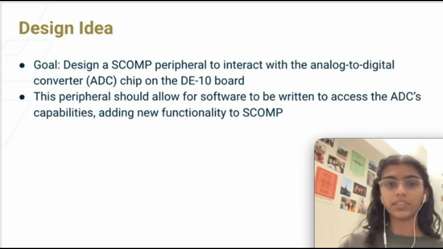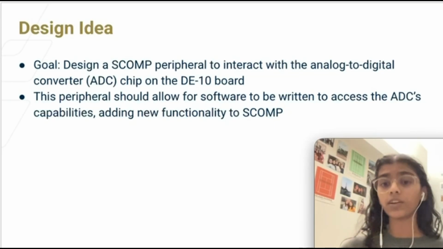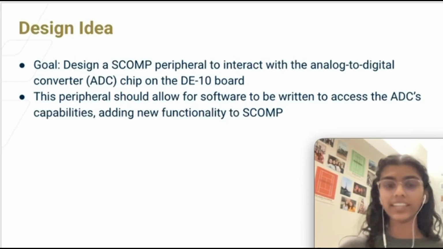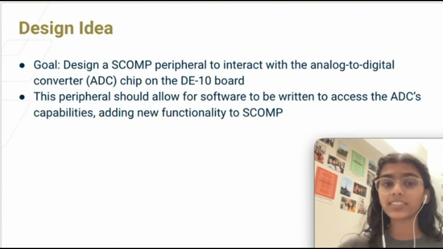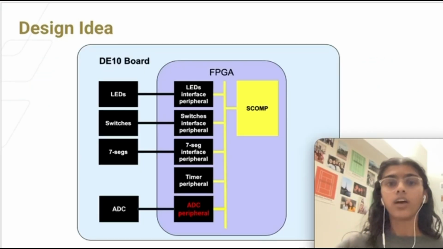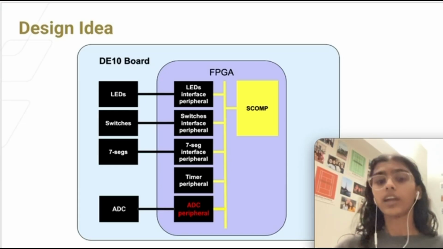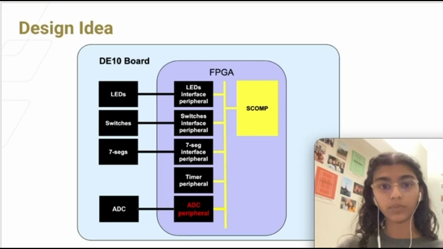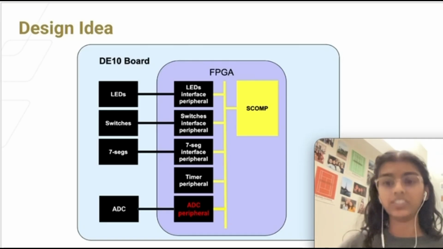Our project this semester had the goal of designing an SCOMP peripheral to interact with the analog to digital converter, or ADC chip, on the D10 board. This peripheral should allow software to be written to access the ADC's capabilities, adding new functionality to SCOMP. This is a more visual idea of what we're designing, highlighted in red: the ADC peripheral, which connects the ADC, on the D10 board, to SCOMP, located on the FPGA.